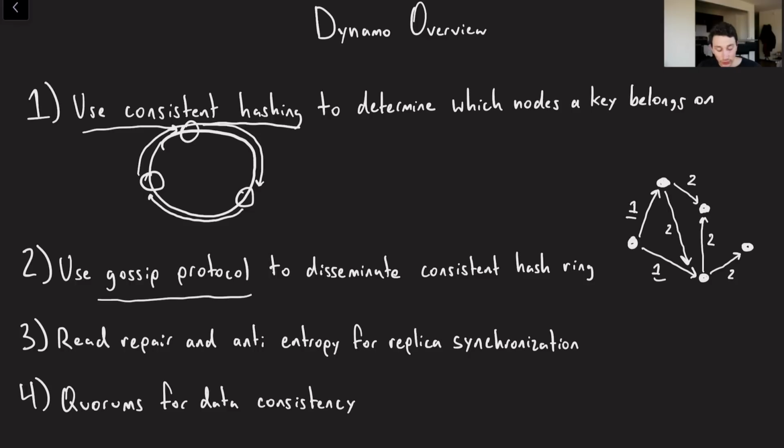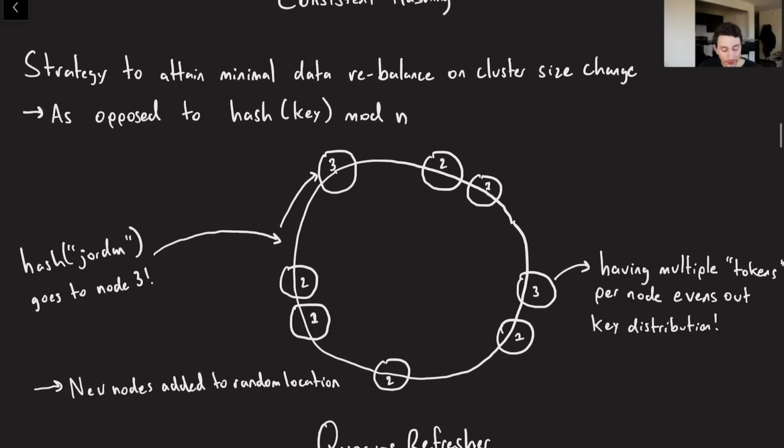Another thing that we do is read repair and anti-entropy. The reason that we do this is for replica synchronization. We'll cover what that means in a little bit. And then finally, we also use quorums for data consistency. Again, we'll cover what this means in a little bit.